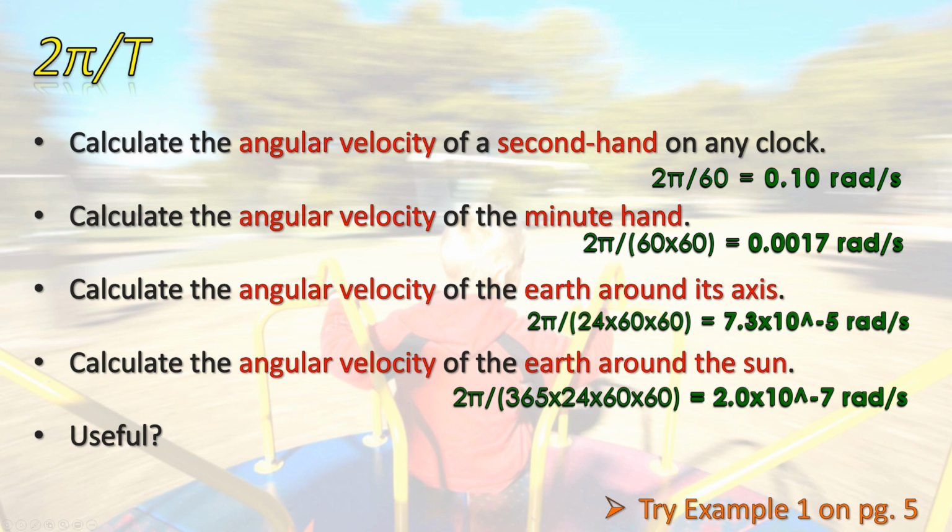The Earth around its axis, this isn't a crazy question by the way, it takes 24 hours for the Earth to go around its axis, right? That's a day, that's what a day is. So if we use 24 times 60 times 60 as the time, that gives us the answer there. And the Earth around the Sun, that's a year. So again, just run the numbers, and it's very, very small.